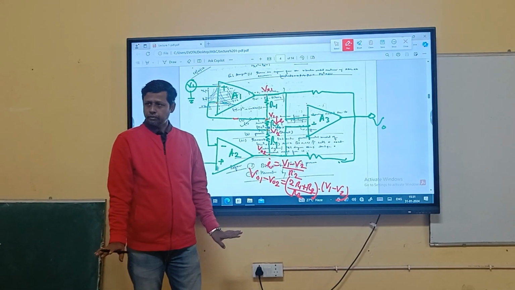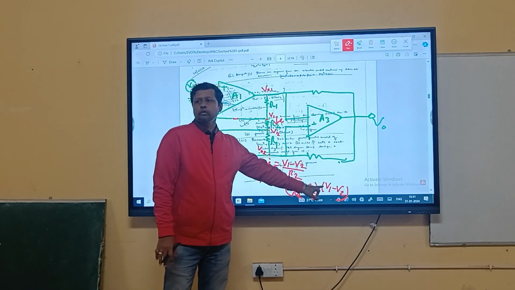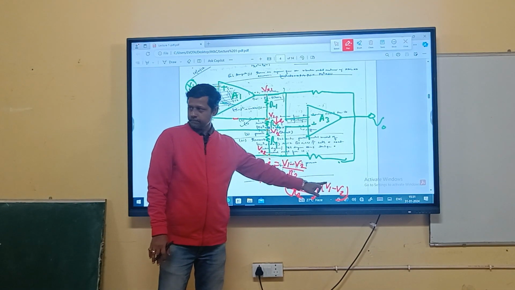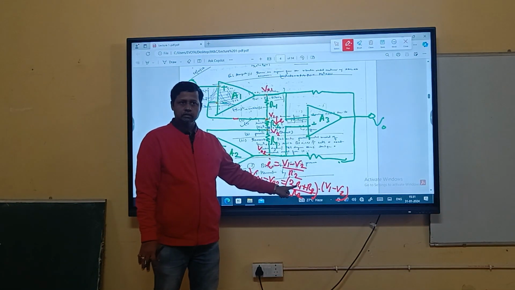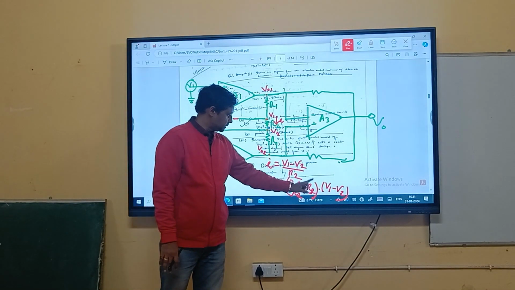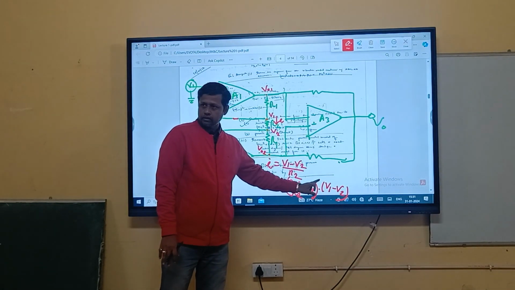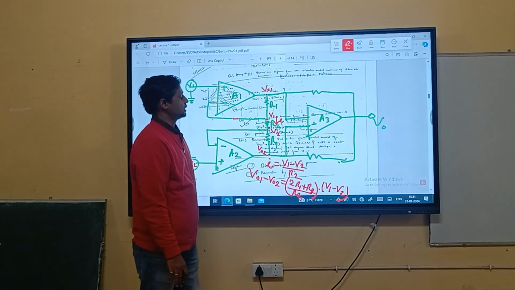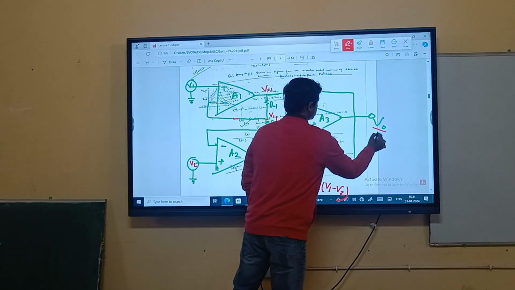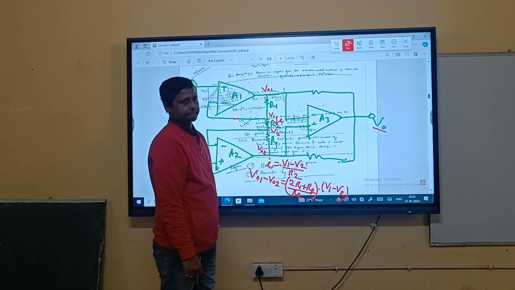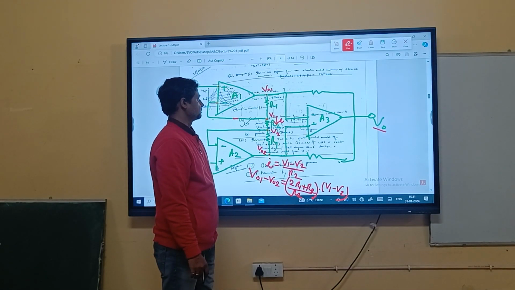Any problem? V1 is already known to us, that is the input supply. V2 is also known to us, the input supply. These are the discrete elements, R1, R2, already known to you. So ultimately it will bring some constant. This will give you the difference of voltage, delta V, right? Now what is my motive? To get the output, no? Yes or no? What is your statement?